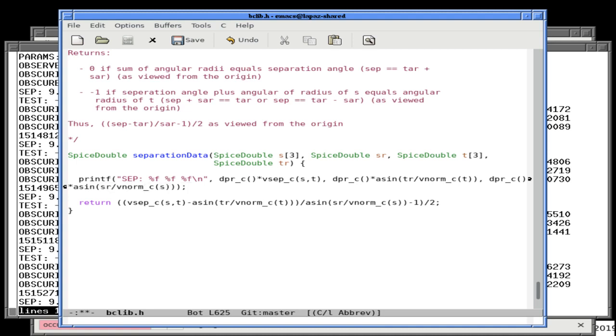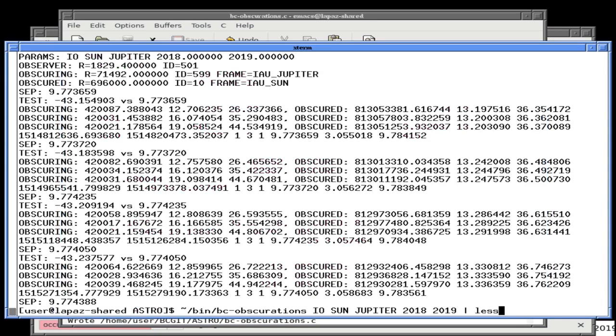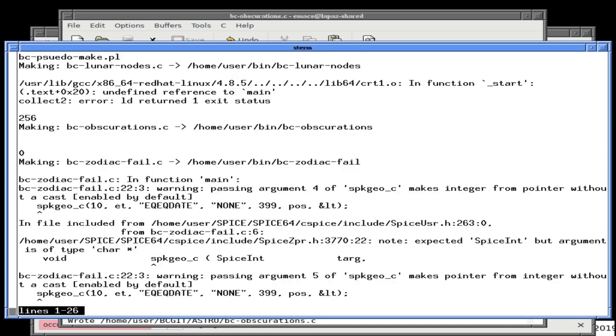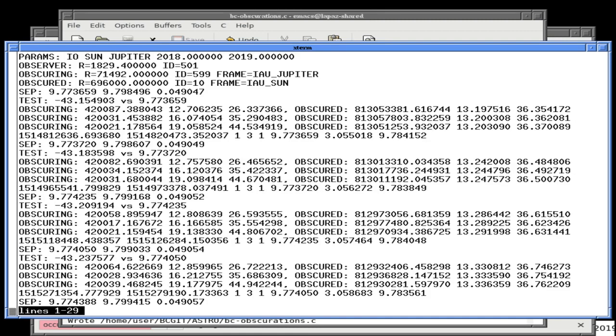And that does seem correct, right? The arc sine is the radius over the distance. That should be a pretty small number. And now I've got to touch this because otherwise it won't remake. Okay. Yeah, this actually looks correct.